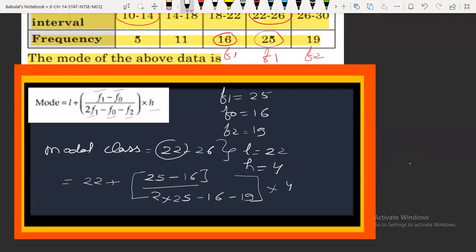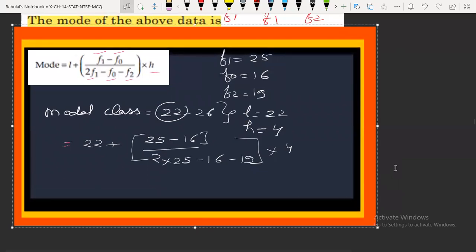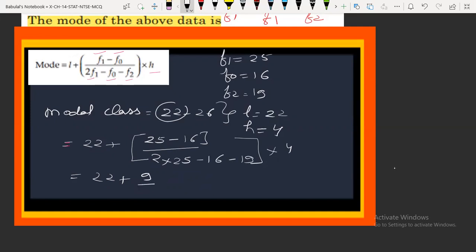H is 4. Student, please try to simplify with me, because when the examiner checks your copies, you make mistakes in calculation, in addition, in subtraction. So please do it with me. This is 22 plus, 25 minus 16, that is 9, upon 2 times 25 minus 16 minus 19.